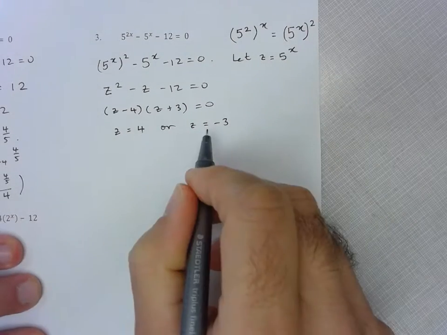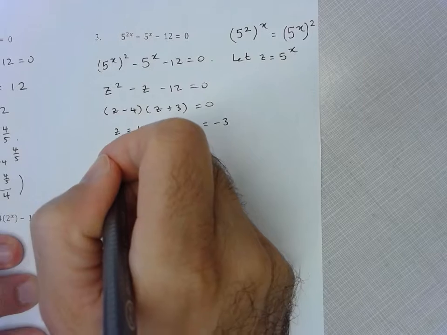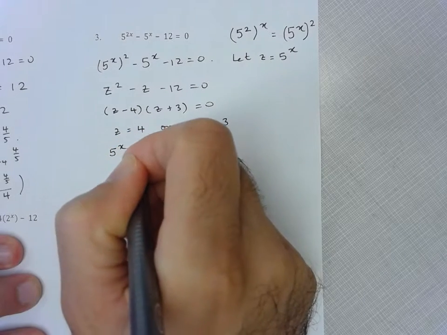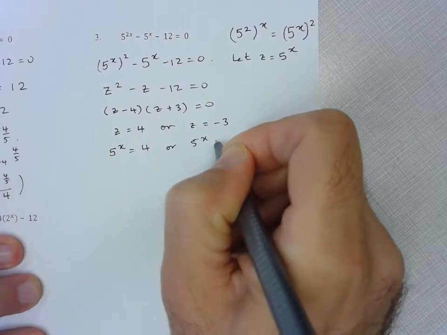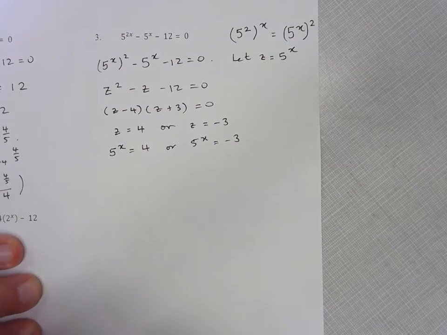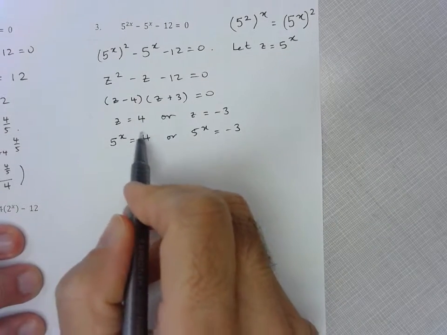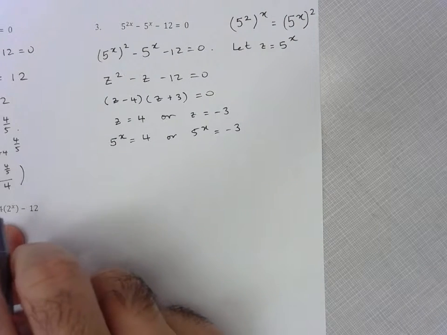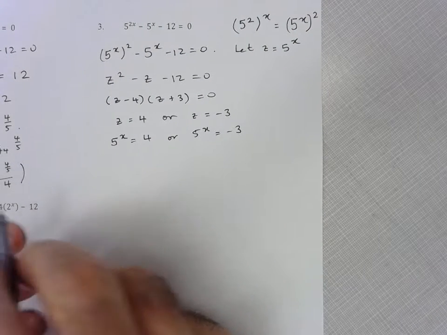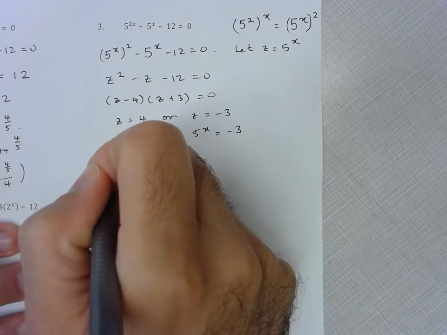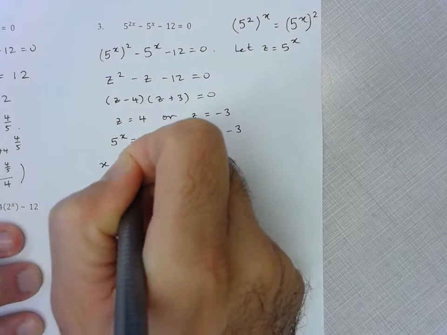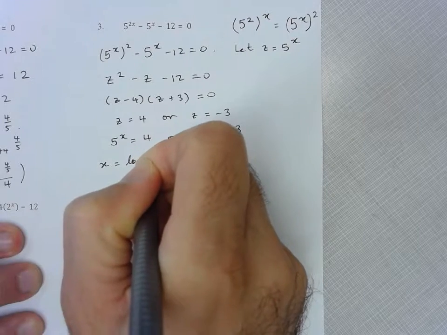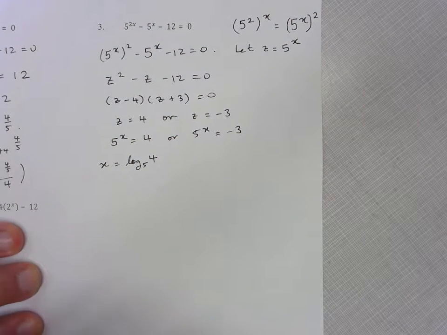But of course, I'm not solving for z, I'm solving for x. So at this point here, I'm going to replace z by 5 to the x. Okay, so here, well, I can't rewrite 4 easily with a base of 5, so I'm going to use log base 5 of both sides. So here I end up with x equals log base 5 of 4. There's one of my answers.